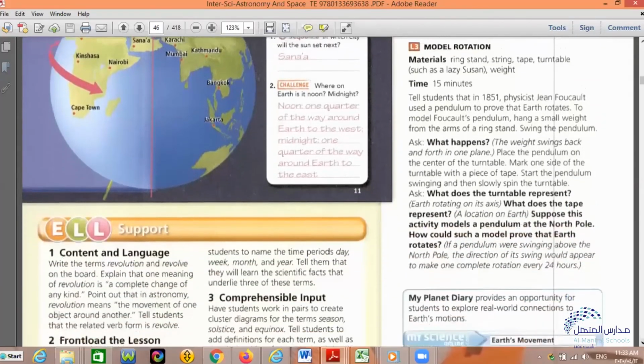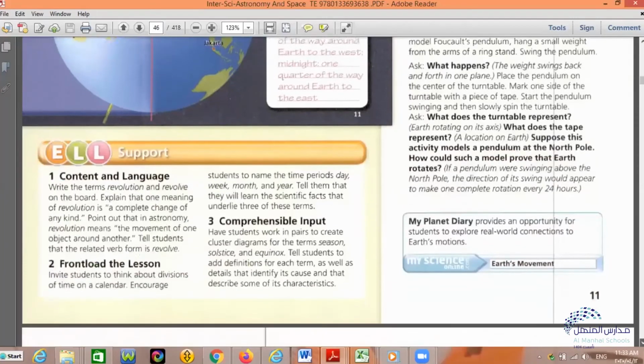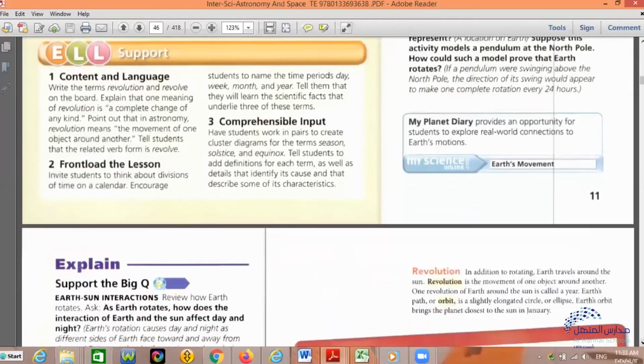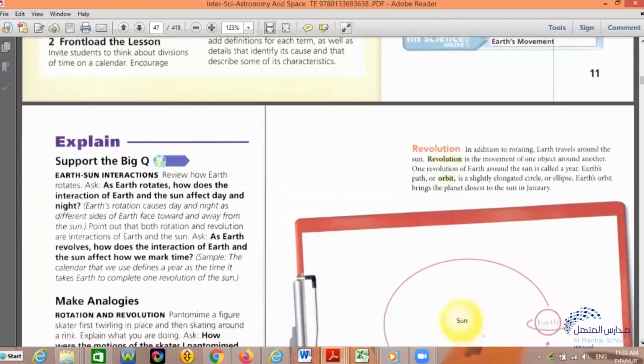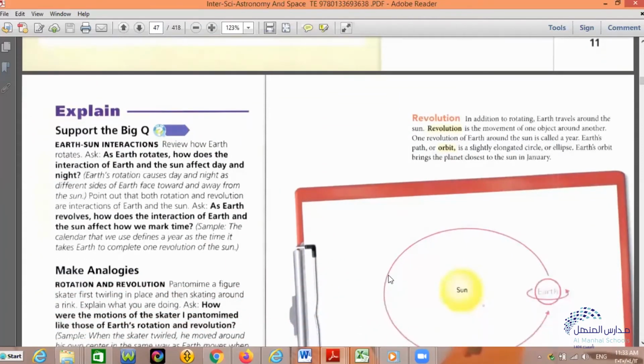Okay. Now we are going to speak about revolution. What is revolution? In addition to rotating or spinning of Earth around its axis, or around itself, Earth orbits the Sun. This imaginary line around the Sun, the path of Earth, is an elliptical path. It's oval, it's not circular. We give it the name orbit. While Earth is rotating around itself counterclockwise, it's also revolving around the Sun.